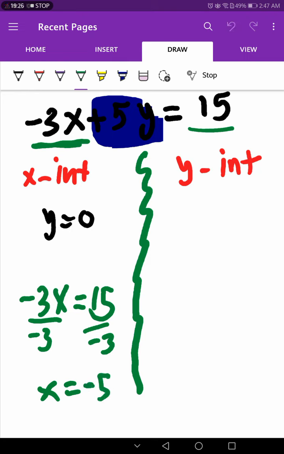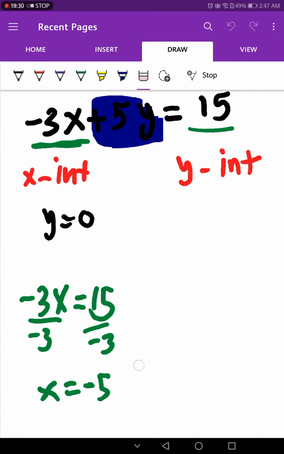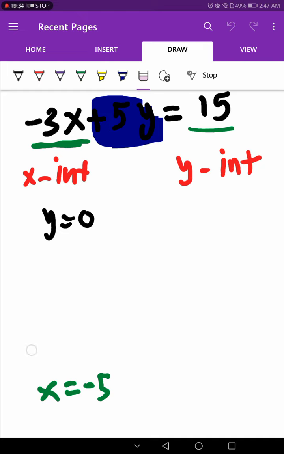Beautiful. We are done. So x equals negative 5 is the x-intercept. Why erase this?